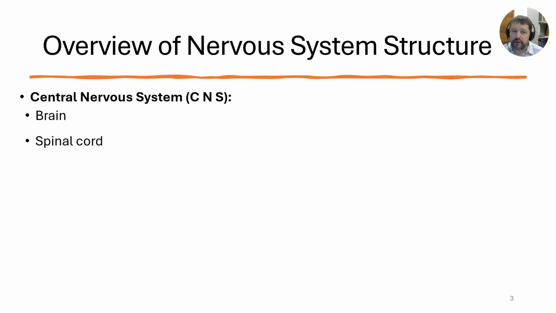All right, so let's first start with the CNS, or the central nervous system. This is the brain and the spinal cord. This is where a lot of individuals realize, oh, if I pinch my finger, I send a signal to my brain. My brain says I pinched my finger, etc.